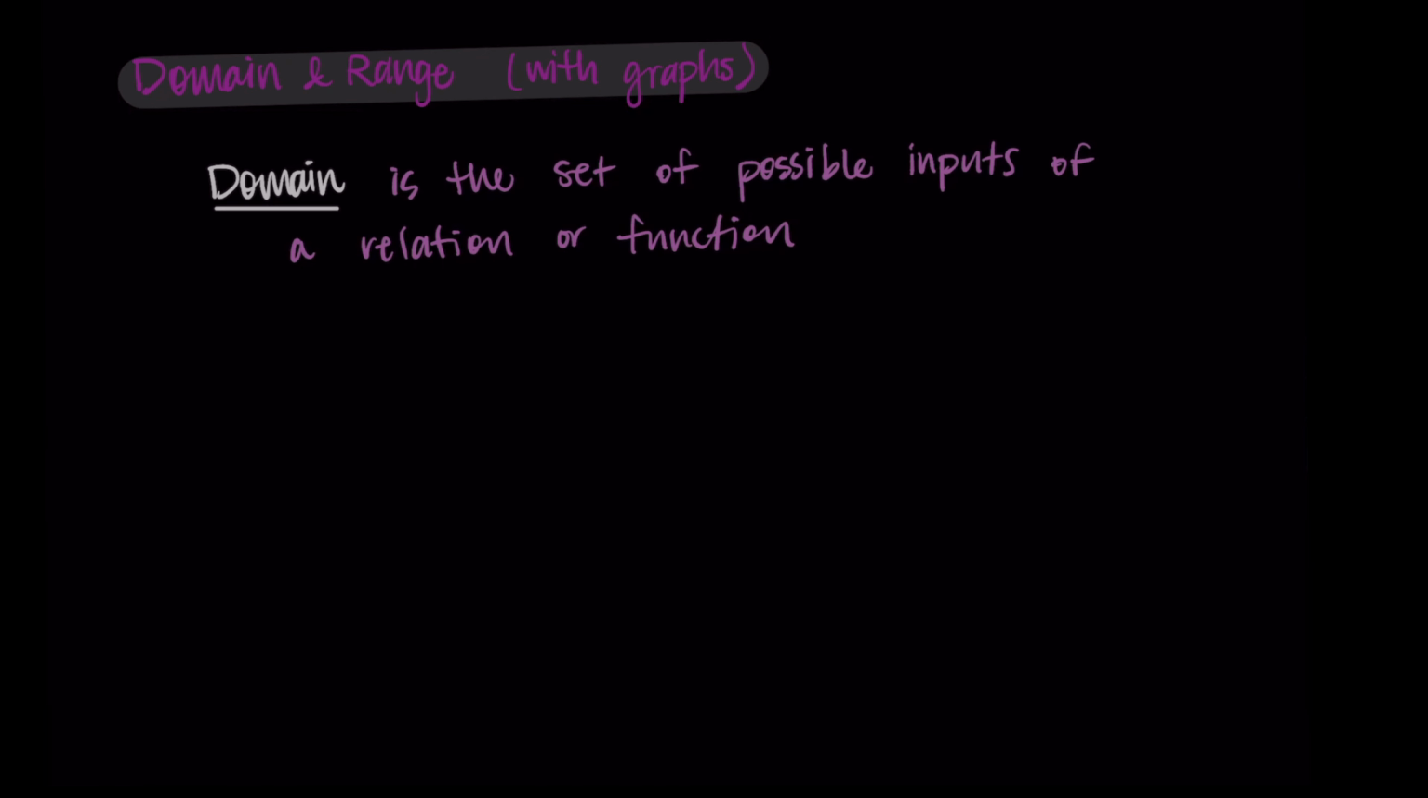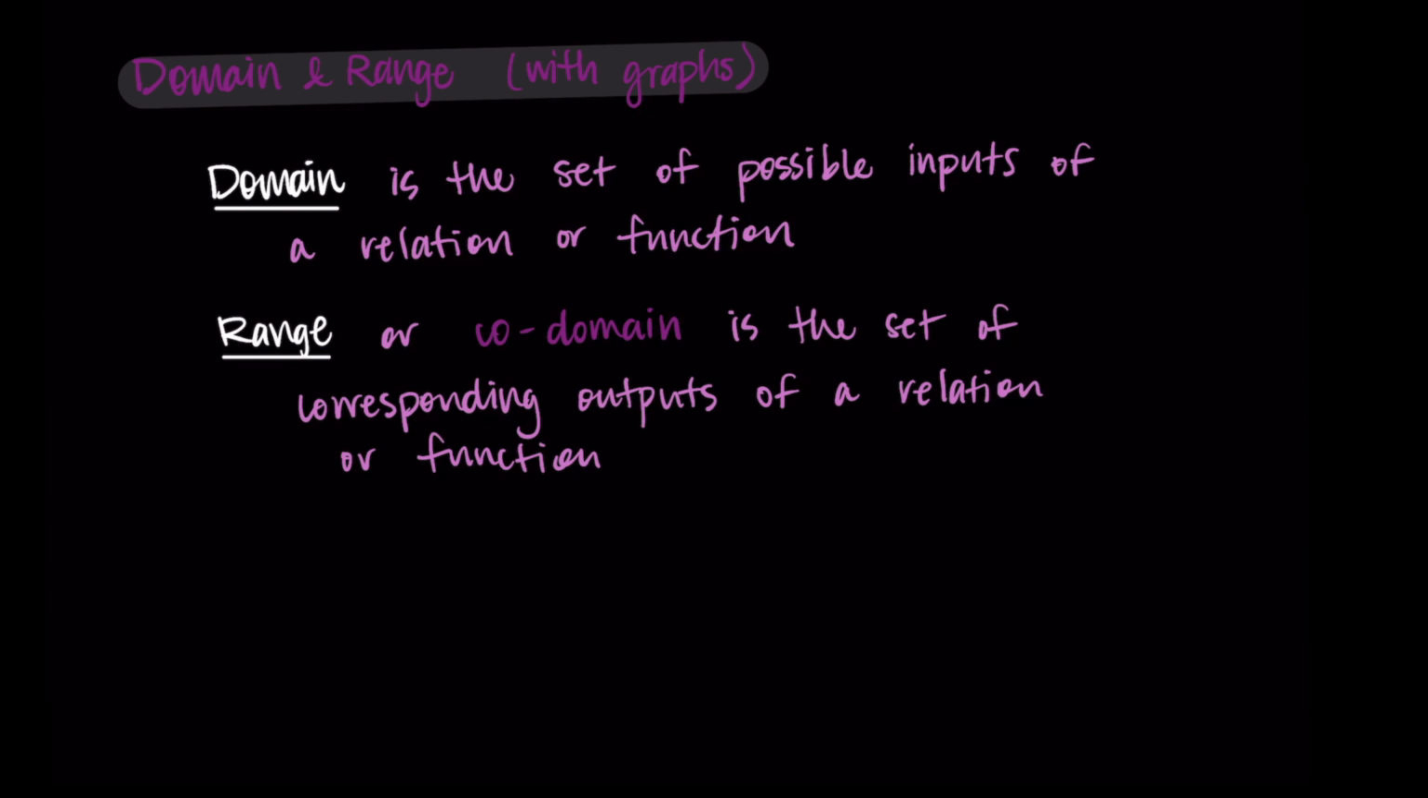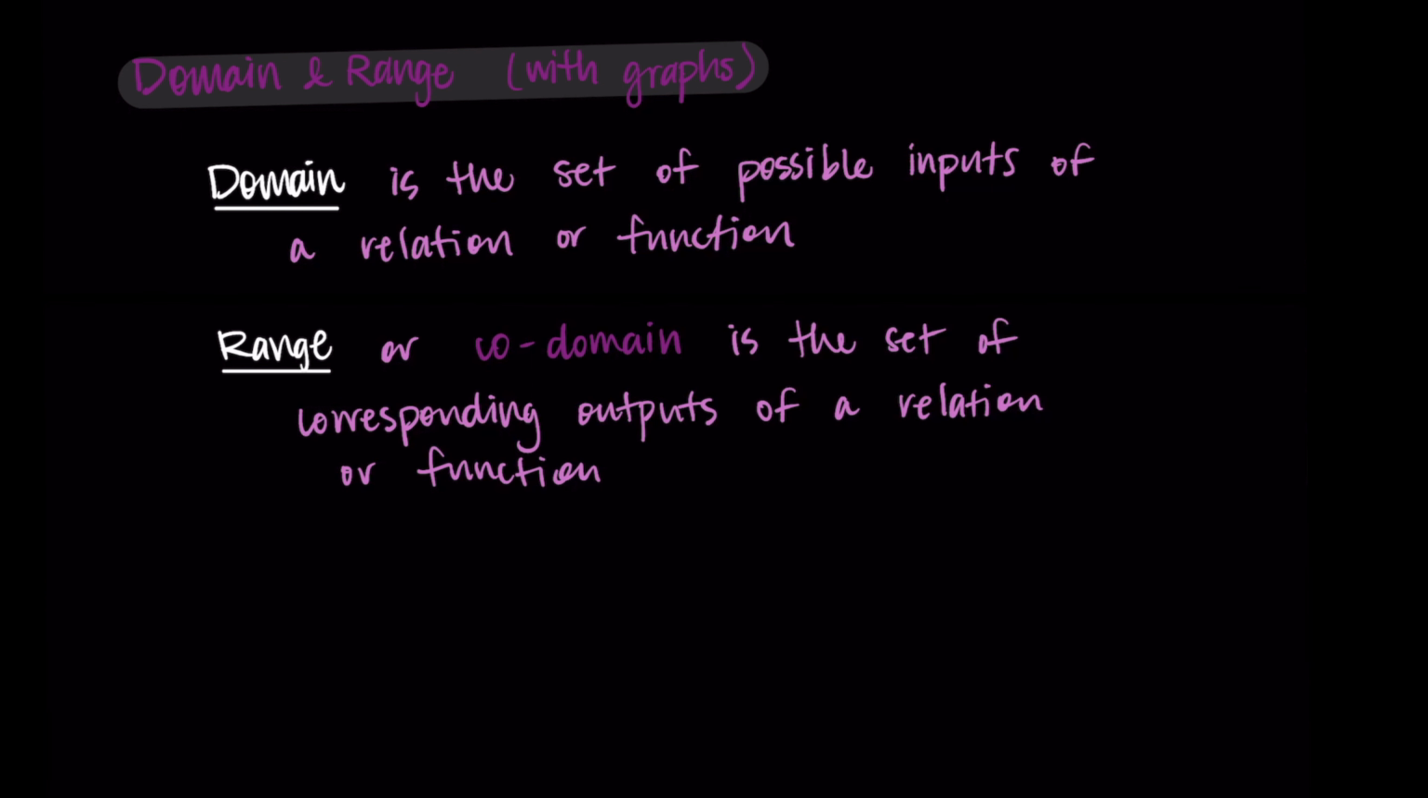And welcome. In this video, we're going to talk about domain and range, and specifically how they relate to graphs of relations and functions. I have a separate video about domain and range with tables, and here we're just focusing on the graphs. So we say that the domain is the set of possible inputs of a relation or function, and the range, sometimes also called the codomain, is the set of corresponding outputs of a relation or function. So domain is the inputs and range is the outputs.